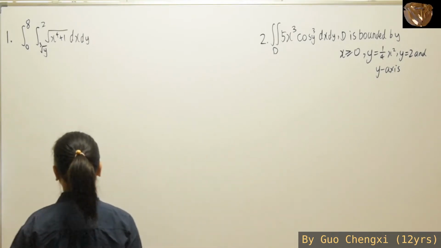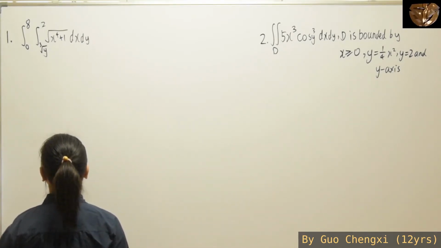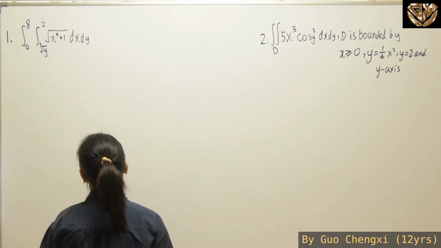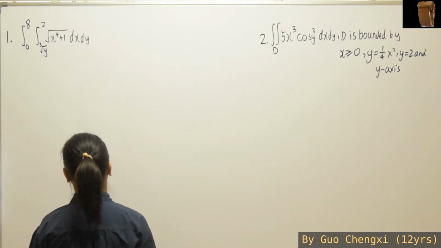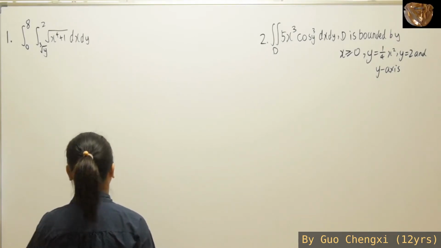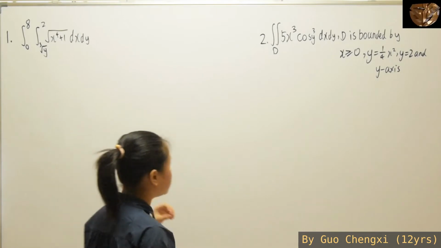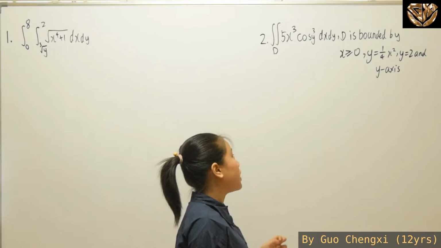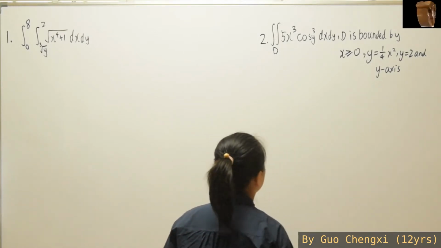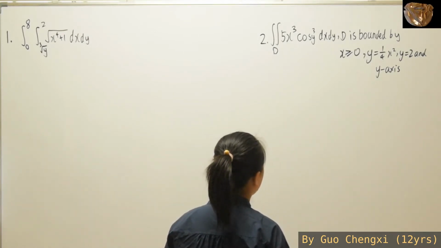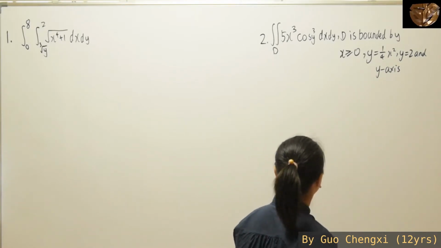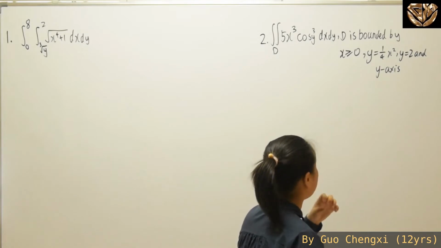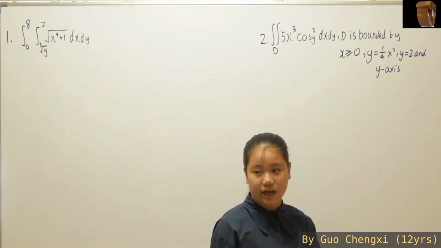For our first example, we have the integral from 0 to 8, integral from cubic root y to 2, square root of x to the power of 4 plus 1 dx dy. For our second example, we have a double integration over D of 5x cubed cosine y cubed dx dy. D is bounded by x is bigger or equal to 0, y is equal to 1 over 4x squared, y is equal to 2, and the y-axis.